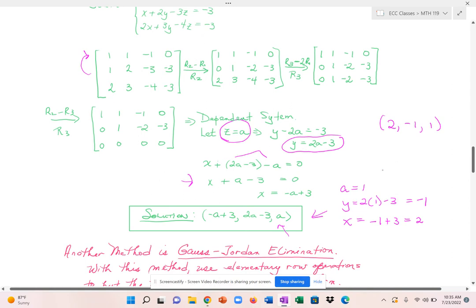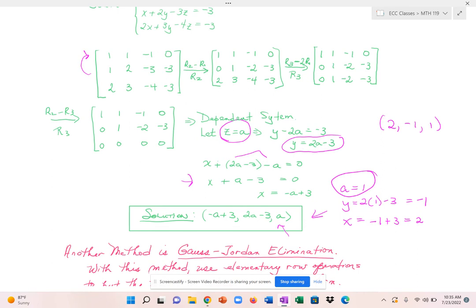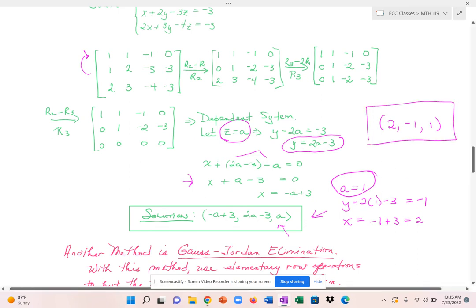But there's infinitely many of them because this a could be anything. It could be 0, a could be negative 5, it could be positive 100. There are infinitely many answers. This is just one example of a solution that satisfies the system.